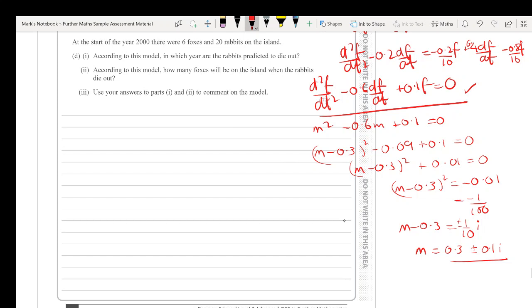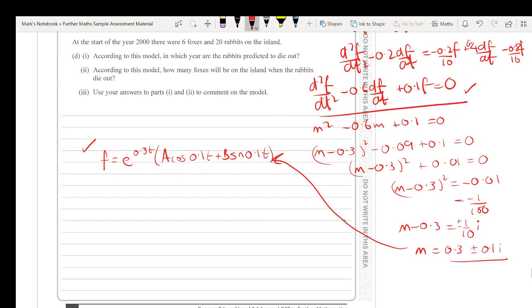Okay, so having got that far, we're then going to rewrite the solution to the values whose complementary function is this, which is in the form, and it's df dt, so we're going to get f as a function. So f is equal to e to the 0.3t times a cos 0.1t plus b sine 0.1t. Okay, so that's your general equation solving for foxes.